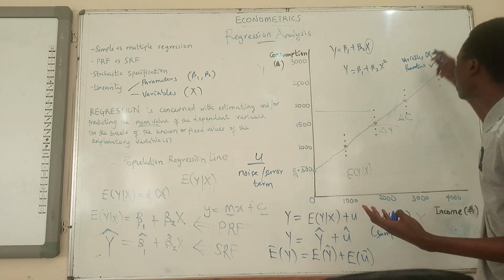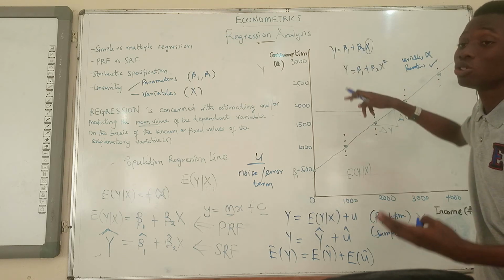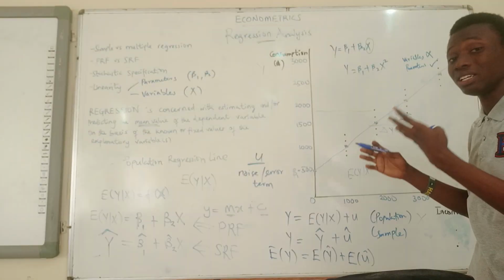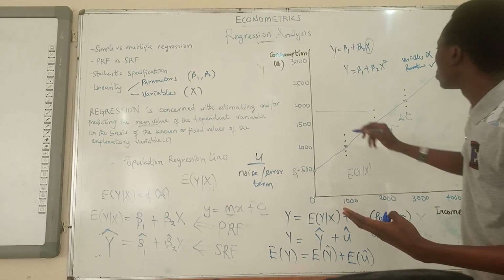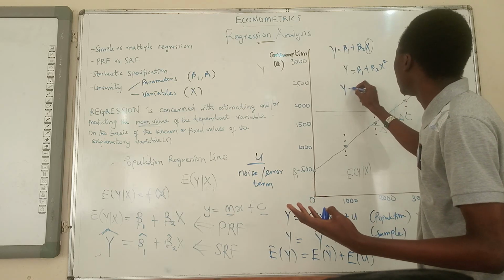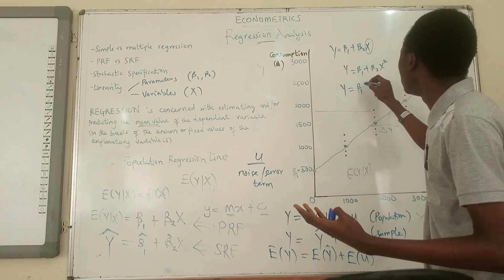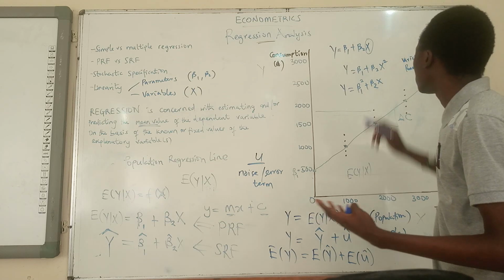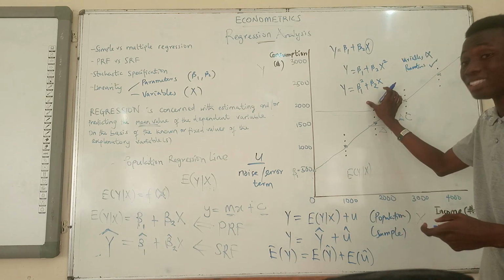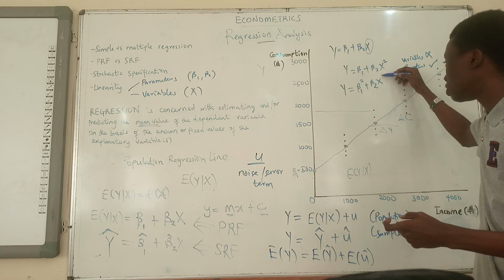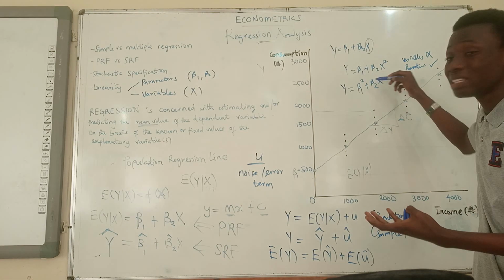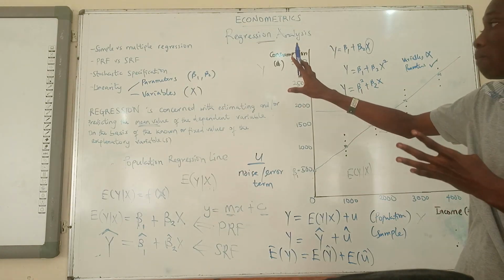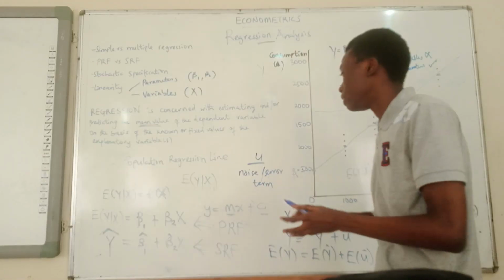It's linear in parameters because your beta 1 isn't raised to the power of 2, it's just raised to the power of 1. If it's raised to the power of 3, then it becomes non-linear. So let me give another example where y is equal to, say, beta 1 squared plus beta 2x, something like this. So this case is linear in variables, just at the power of 1, but not linear in parameters. So that's just a distinction between linearity in parameters and linearity in variables.